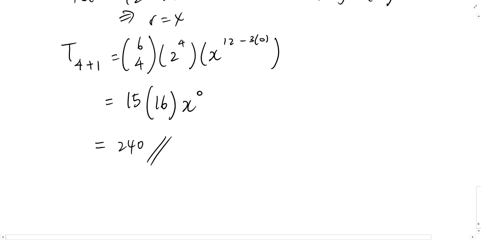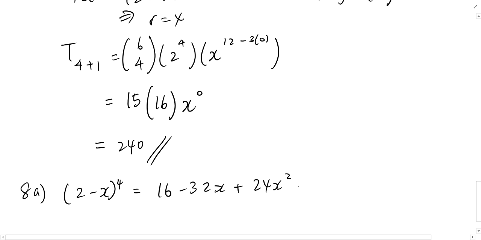Right, next question. What did you want? 8. Okay, I guess I only have time for this. 2 minus x to the power of 4. Find, expand. Yeah, you need to write down all 5. Show me your answer. Is it correct? Okay, 8a, we've got 16 minus 32x plus 24x squared minus 8x cubed plus x to the power of 4.